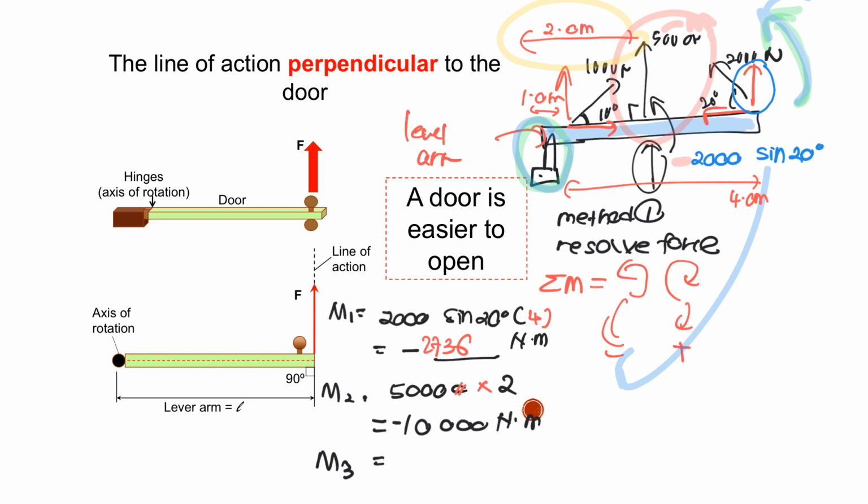Y-axis or X-axis? Yes, very good. It should be Y-axis. Because of why? Perpendicular to the lever arm. Okay, so it should be this one.